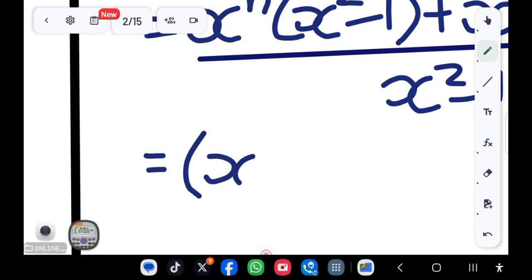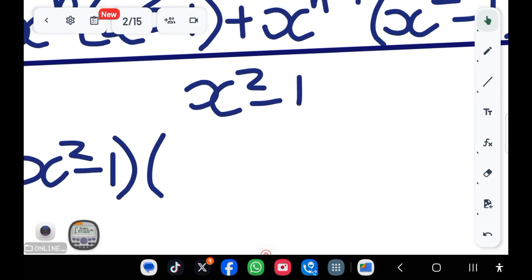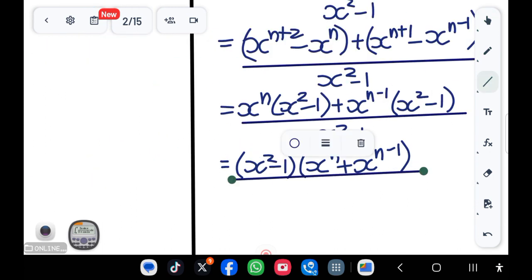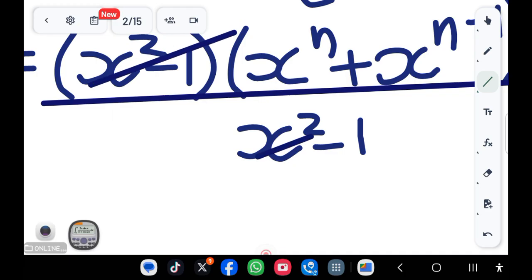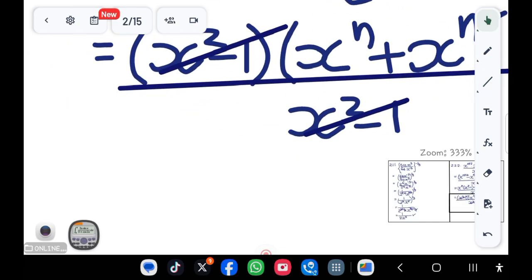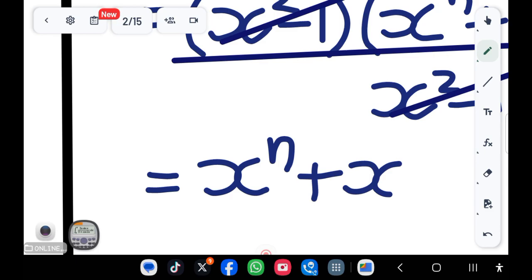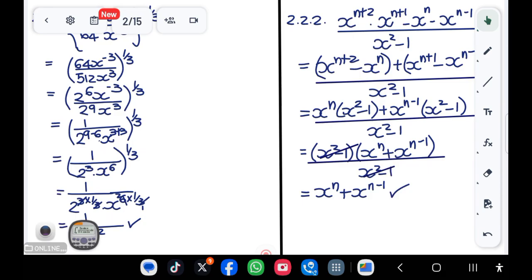Take out the common factor x squared minus 1, and that would leave us with x to the power of n plus x to the power of n minus 1. And at the bottom we have x squared minus 1, and the x squared minus 1 cancels with this x squared minus 1, and that leaves us with simply x to the power of n plus x to the power of n minus 1, which is the correct answer. Next question.